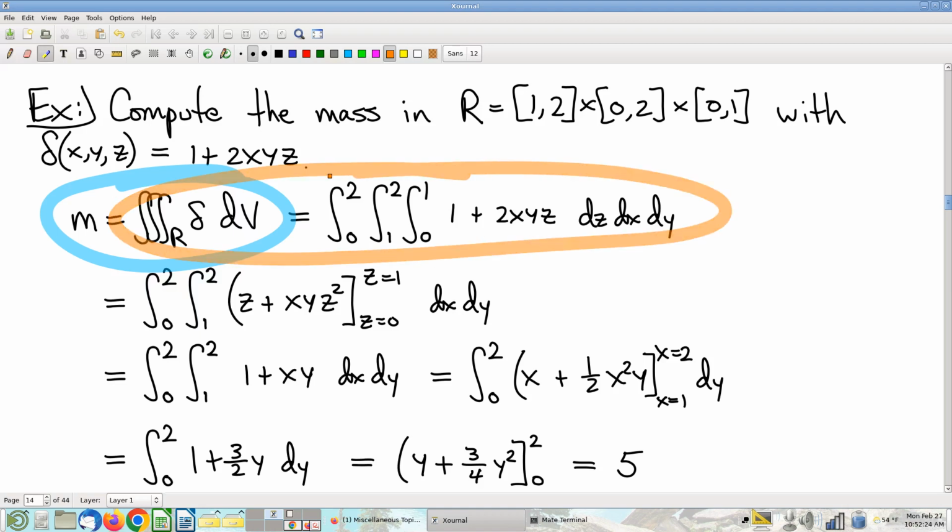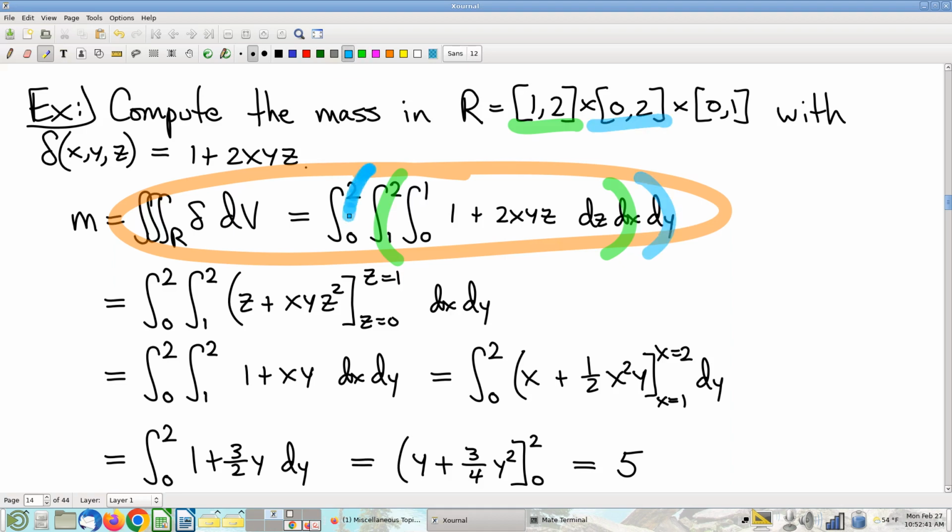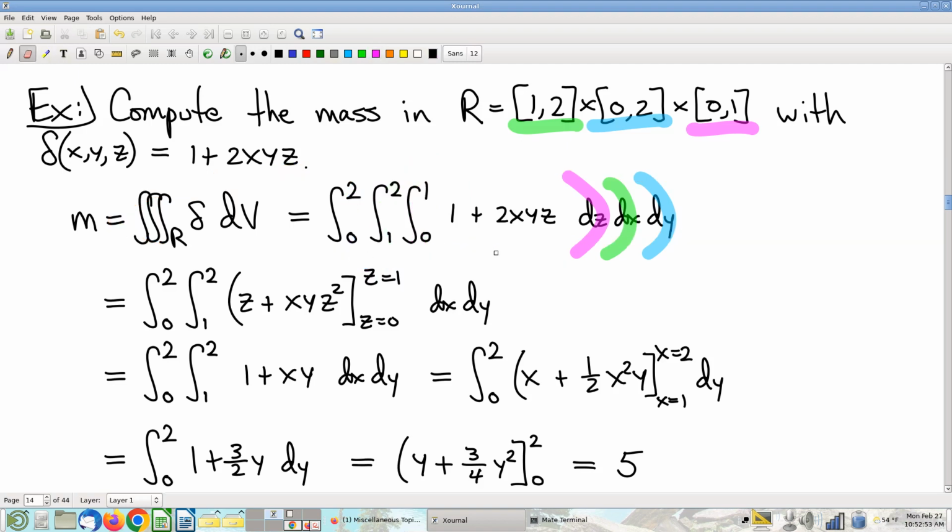triple integrals are iterated integrals. Right? And of course now the bounds, in this case we can read straight off this, saying that the range of values of x is from 1 to 2. Okay, well then the x bounds are 1 to 2. And likewise the y bounds are 0 to 2. Likewise the z bounds are 0 to 1. Right? And then phase 3, plug and chug, and go for it.